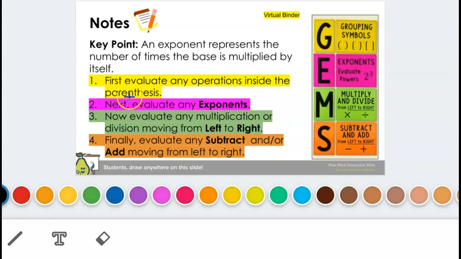So just like we read from left to right, that's how we're going to come to our multiplication and division. We're going to start on the left and go to the right, which will be more visible as we go through some of our scenarios. Finally, we're going to evaluate any subtraction and or addition moving from left to right. So again, that same reading structure, left to right. Feel free to come back to this slide at any time. You will see often this little key on the side of your slides too, so that you can work with that.